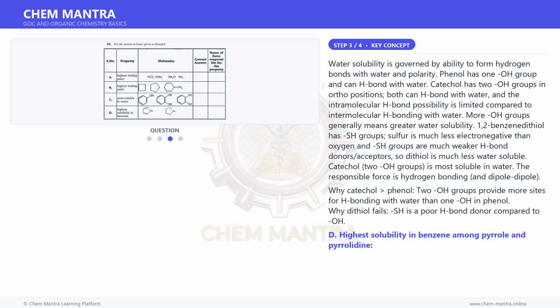Why catechol over phenol? 2 OH groups provide more sites for H bonding with water than one OH in phenol. Why does the dithiol fail? SH is a poor H bond donor compared to OH. D. Highest solubility in benzene among pyrrole and pyrrolidine.